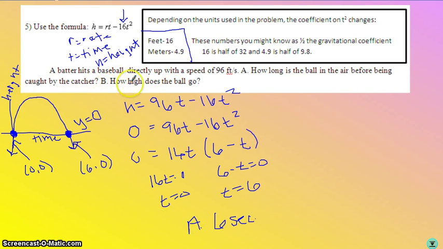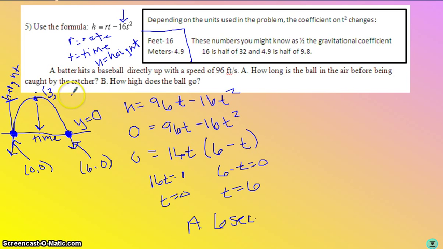Now for letter B, how high does the ball go? Well, the highest point on the graph would be right here at the top of your parabola. What do you think the time would be at that point? If you guessed it's exactly halfway in between, you would be correct. This point is going to occur after 3 seconds.